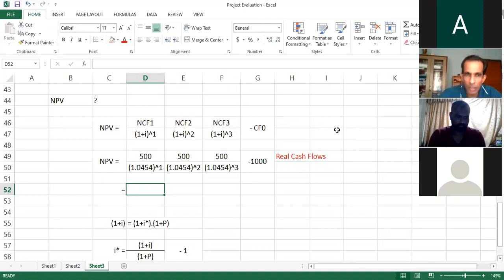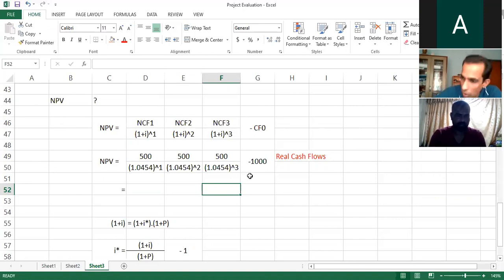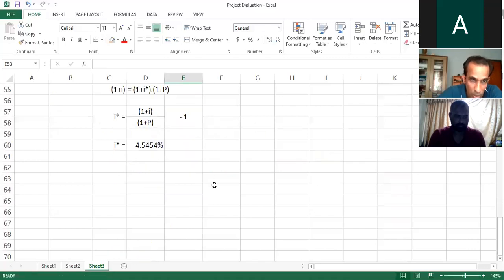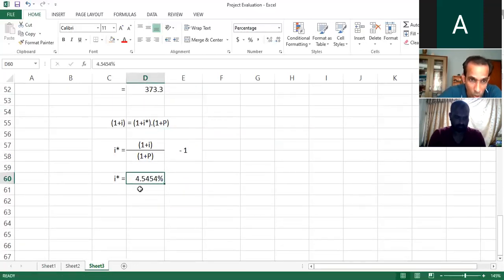So would you mind repeating the steps, please? Yeah, so 373 times 30. 373.3, right? Okay, so that is NPV. The steps are these, right? Are you okay with the real rate calculation? The real rate is 4.5454.